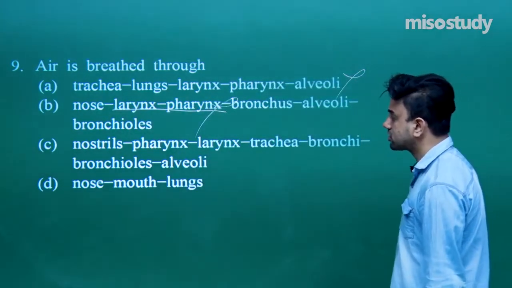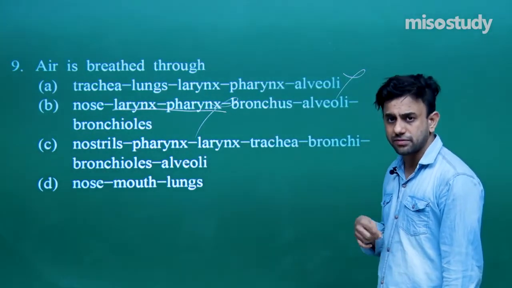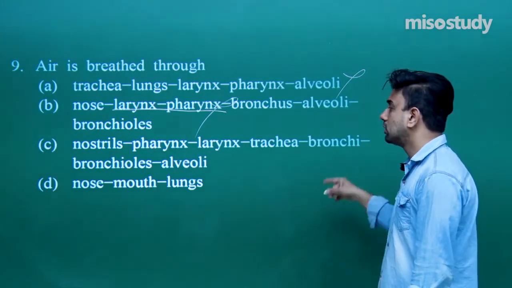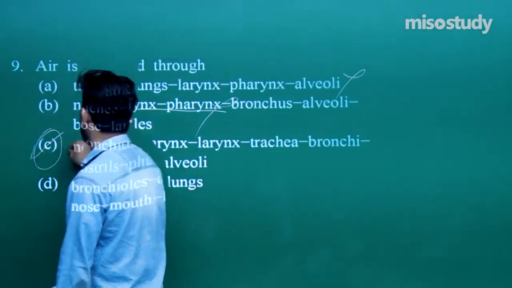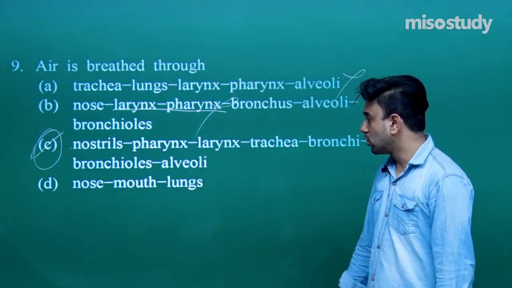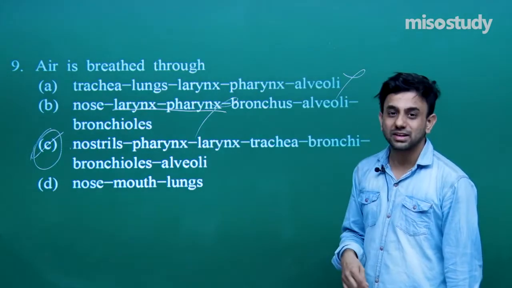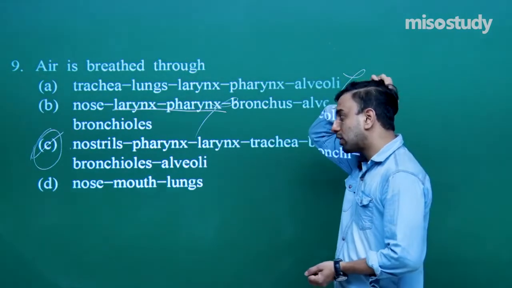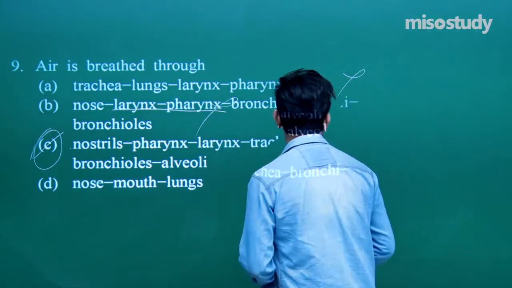Then the third one: nostrils, nasal chamber, pharynx, then the larynx, then the trachea, then the bronchi, the bronchioles and the alveoli. This is the correct answer. And the last, nose, mouth and lungs, does not make any sense. From the nose getting out from the mouth and getting back into the lungs, I think this is definitely not human beings.